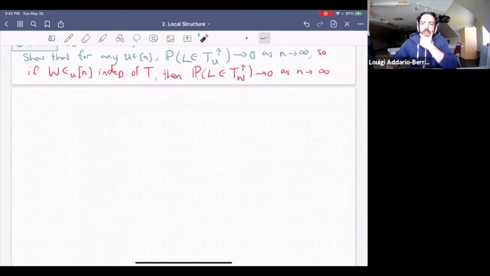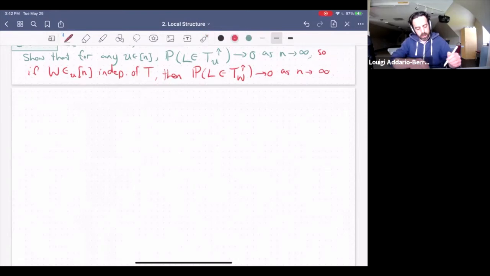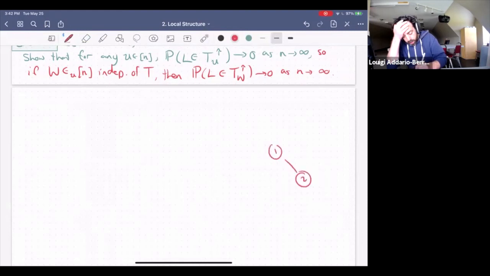Question in the chat: when you take a root, say V, the subtree is only the upward vertices, all the subgraph? I'm not sure I understand the question exactly, but I'm saying, if you, I'll erase this in a second. Let me draw a picture.